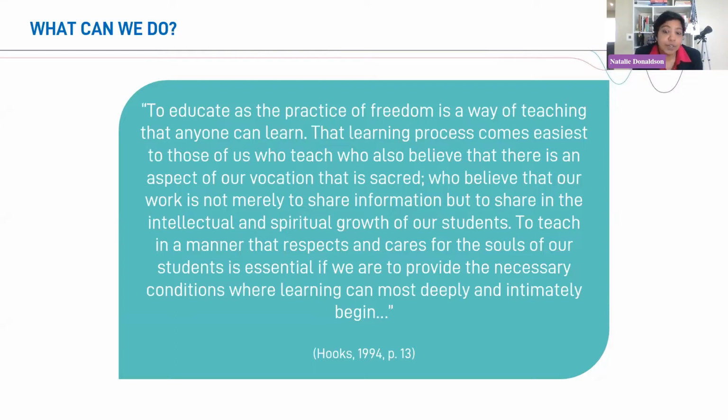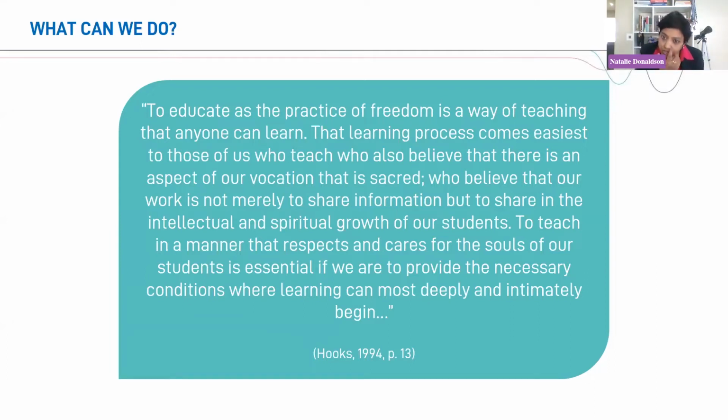We also need to be reflective in our own practice in the classroom. For example, research identifies essential questions that are important for teachers and educators to ask themselves. So questions such as, who am I? How do I see my role as a teacher? And what kind of teacher do I want to be?